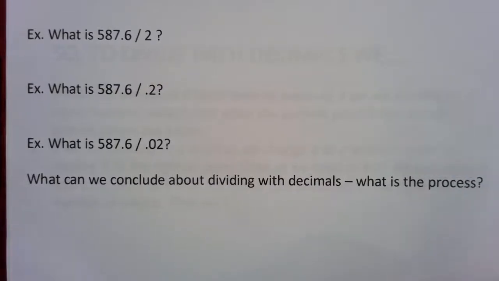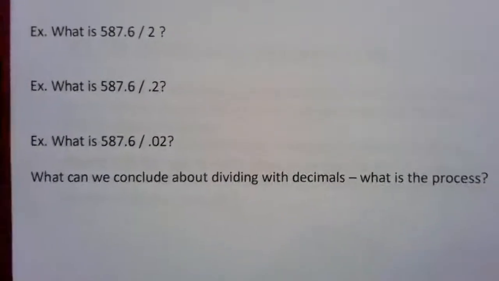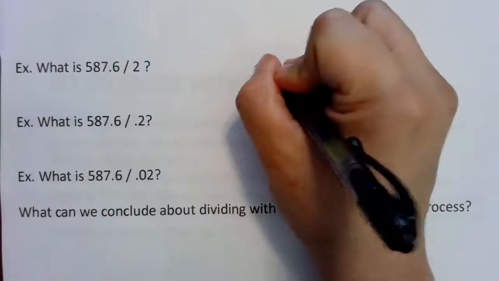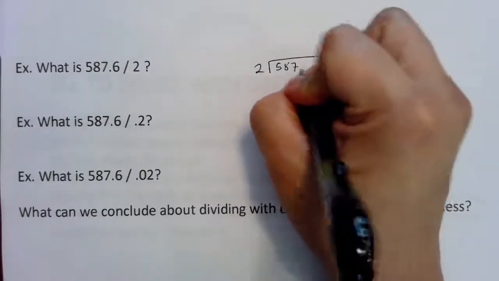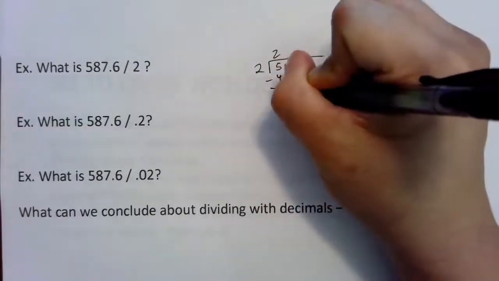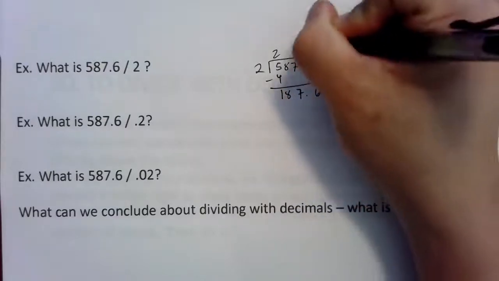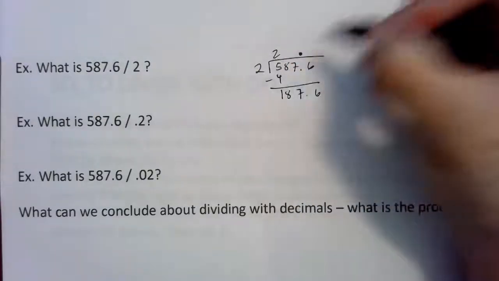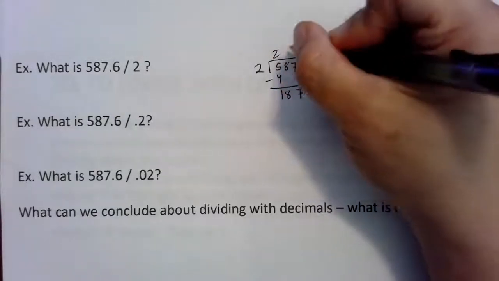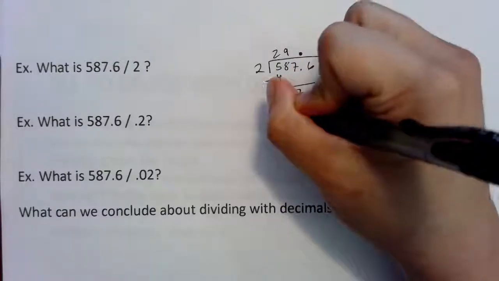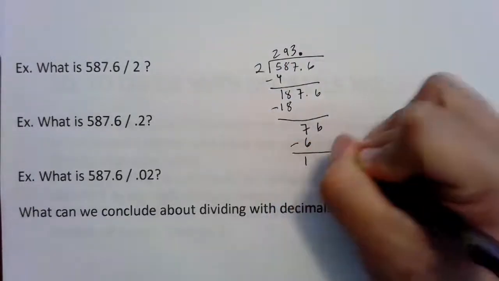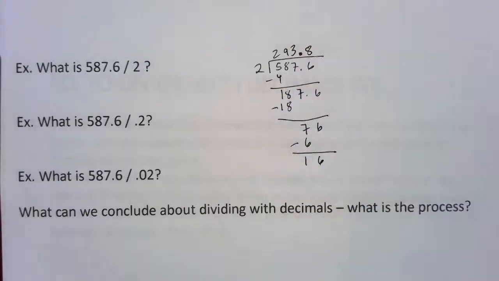So let's continue and go into a couple of problems. Here, we have 587.6 divided by 2. So that becomes 2, 4, 18. Let's bring everything else down. Let's keep the decimal. Because there's no decimal in the divisor, we keep the one that's in the dividend. So this would be 9, this is 18, subtract, bring down, 2 goes into 7 3 times, that's 6, subtract and bring down, 2 goes into 16 8 times.